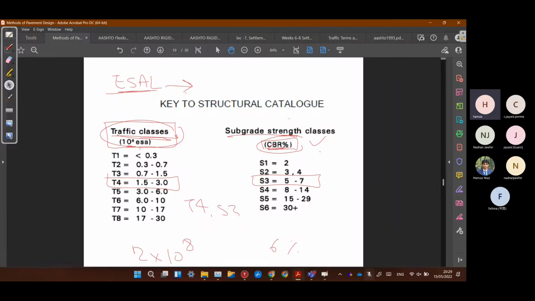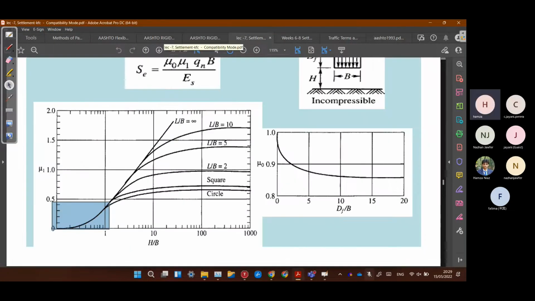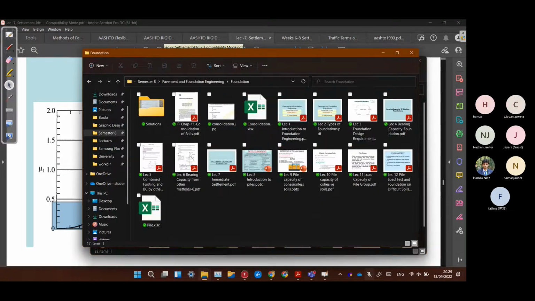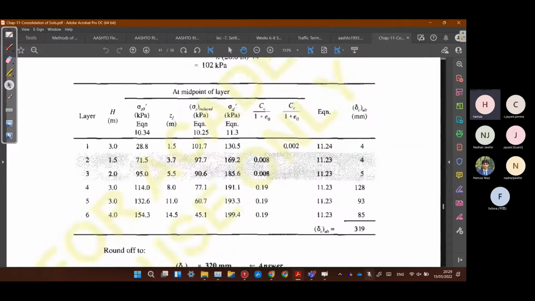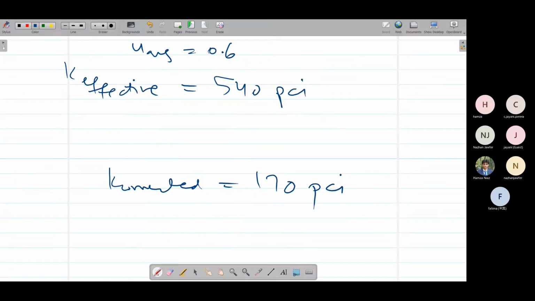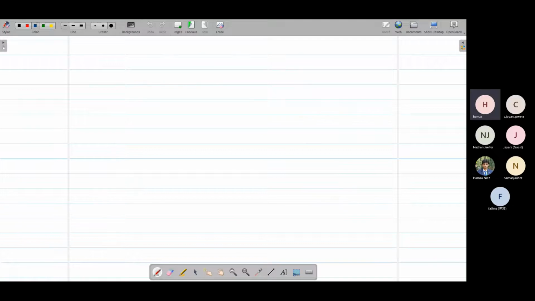So the last thing we were left with yesterday was the settlement questions. Consolidation settlement, the last thing for the foundation design is the consolidation settlement. For consolidation settlement, we have three types of cases.